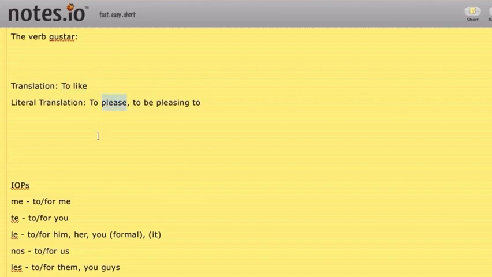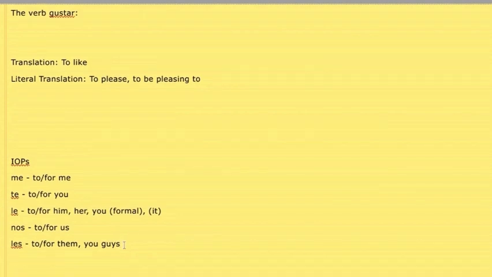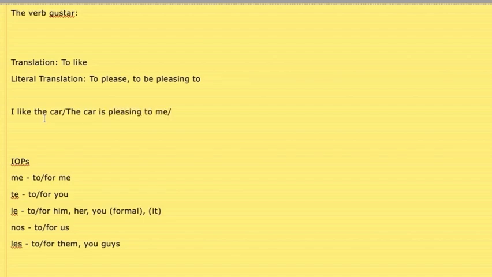And so in order to use the verb gustar, we're going to have to use these down here, which are known as indirect object pronouns. Essentially what these do is these demonstrate the recipient of an action. In this case, the recipient of the pleasure, right? So for example, if I were to say, I like the car. Well, basically, what we have to do now is we have to think about what the literal translation is, what they would literally say in Spanish. They wouldn't literally say, I like the car. They would literally say, the car is pleasing to me. Or to me, pleases the car.